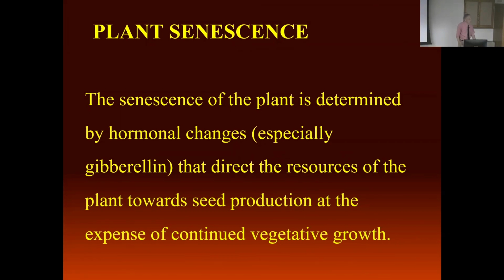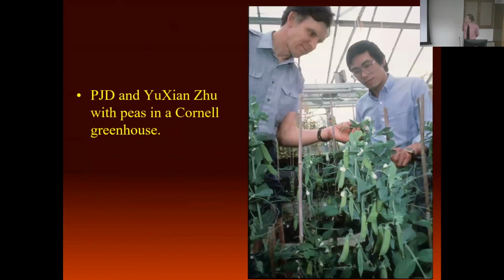So our conclusion, after many years of research actually, was that senescence of the plant is determined by hormonal changes that direct the resources of the plant towards seed production at the expense of continued vegetative growth. And these are two handsome young guys working on peas some over 30 years ago in the greenhouses at Goodman.